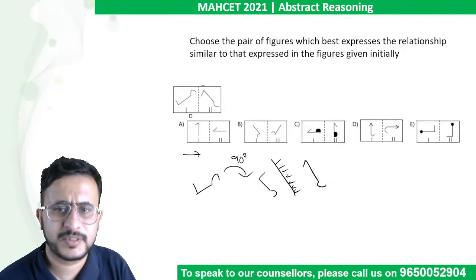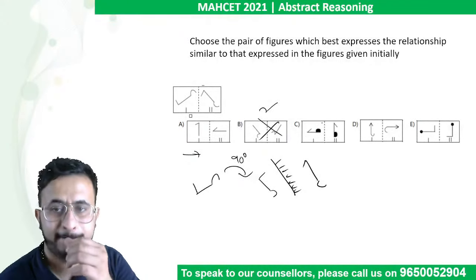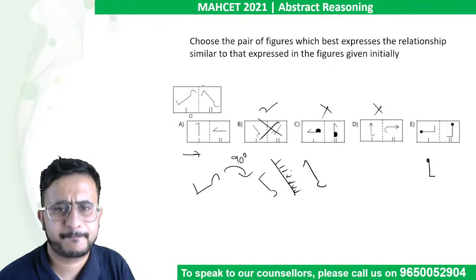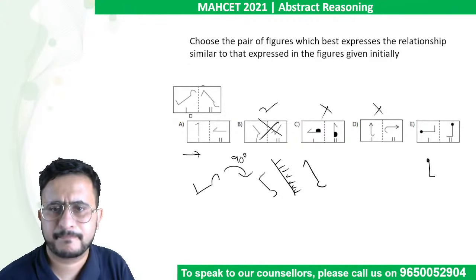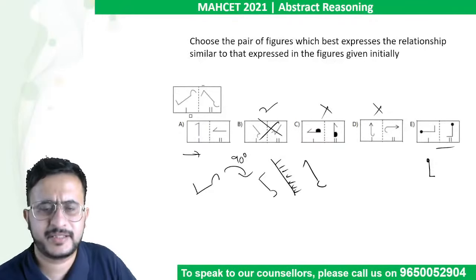This 90 degree rotation will give you this. Okay, this is not reflection. This is also a 90 degree rotation. This is also a 90 degree rotation. In this one you get a 90 degree rotation and then a flip. A and E are both having the same thing, right?